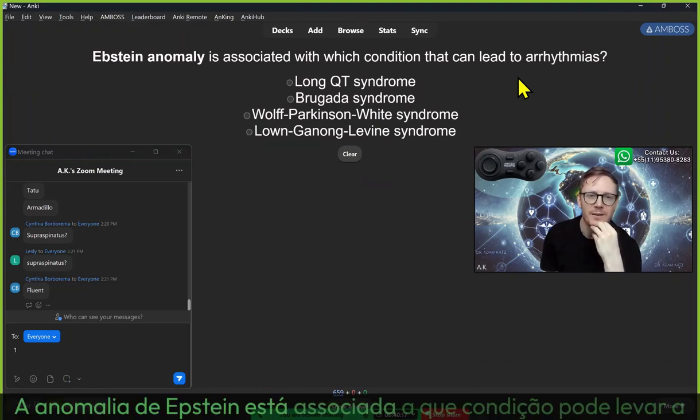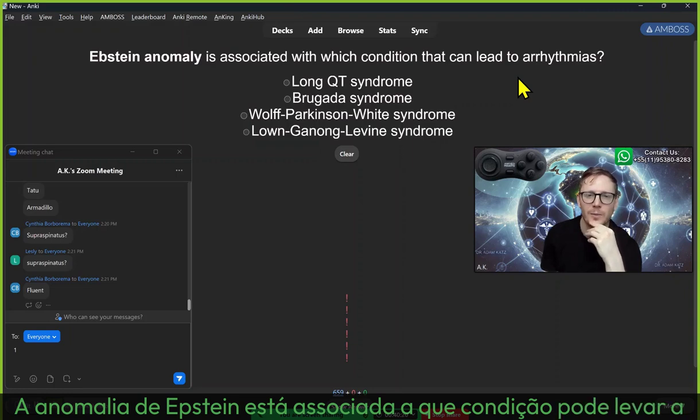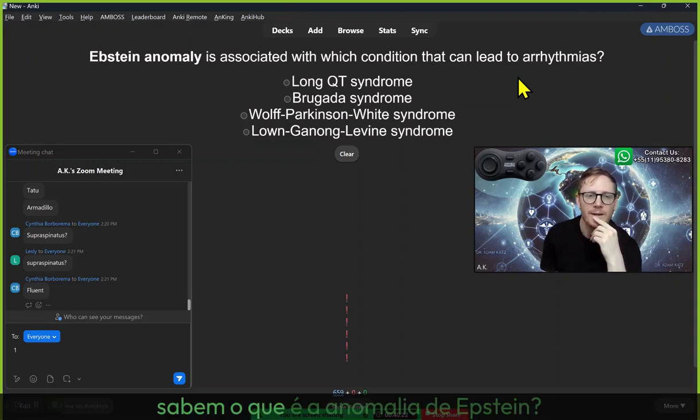Ebstein anomaly is associated with which condition that can lead to arrhythmias? Do you guys know what Ebstein anomaly is?